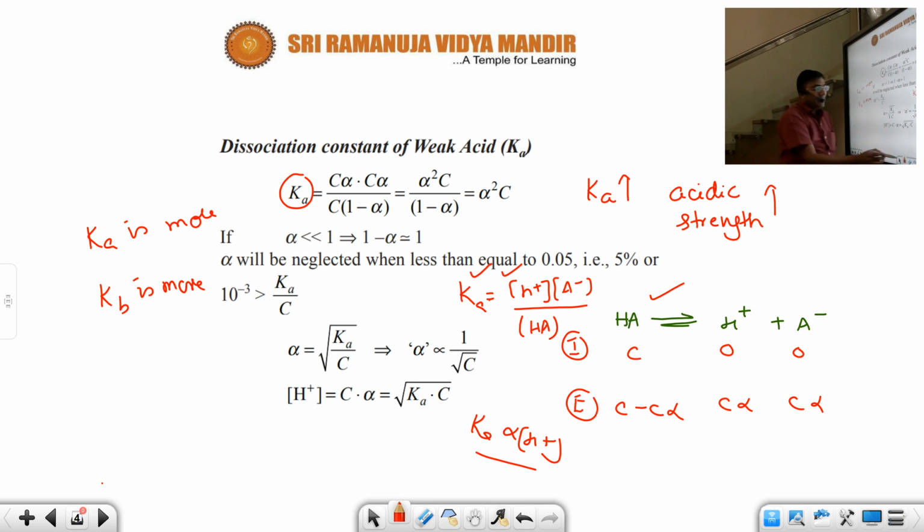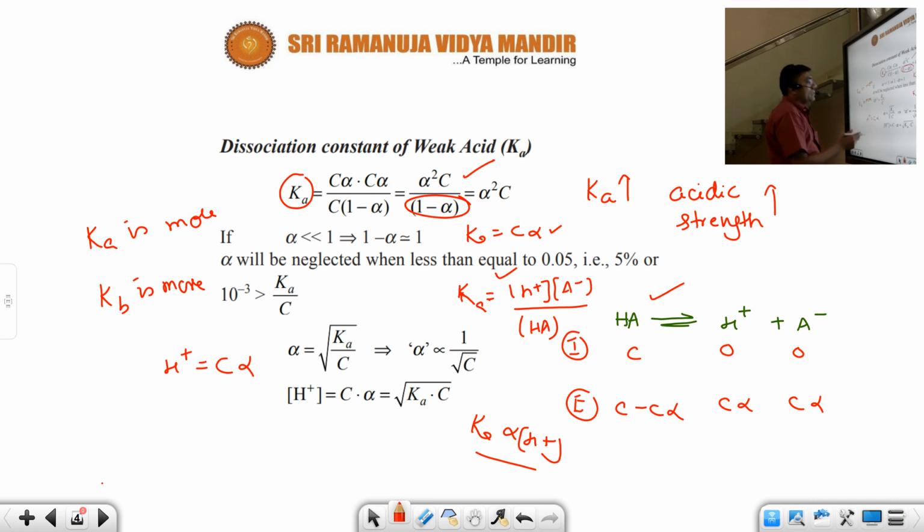How do you know? Just by understanding that from the equilibrium constant value, Ka is directly proportional to H plus. Well, if you are all aware, H plus is equal to C alpha. And you are all aware K is equal to C alpha square, with 1 minus alpha neglected. K is equal to C alpha square.